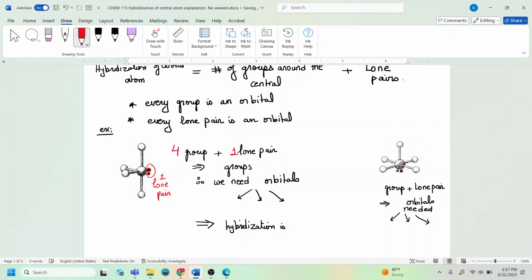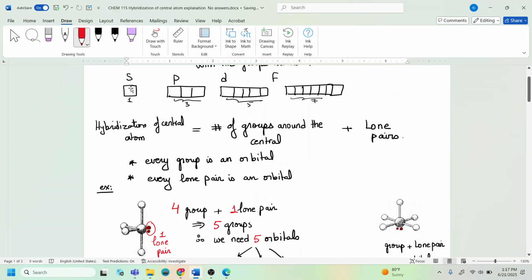As we mentioned earlier, hybridization is solely for the central atom because it explains how many orbitals the central atom is using to connect to the groups around it. And the lone pair is considered to be a group. So the total number of groups around the central atom is 4 plus 1, which gives 5 groups. We relate the number of groups to the number of orbitals: I have 5 groups around the central atom, so I need 5 orbitals. So what are these 5 orbitals?